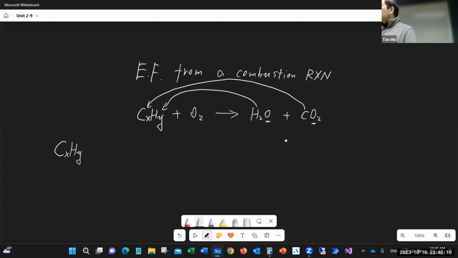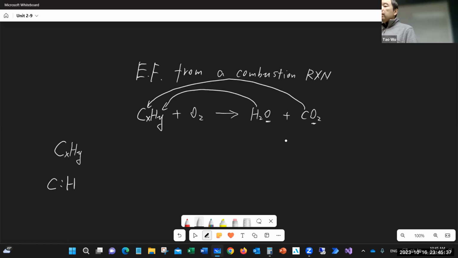Again, to find the empirical formula for the hydrocarbon, you just need to find the moles of carbon and the moles of hydrogen. Then you get the moles of carbon versus moles of hydrogen, and you make this a whole number ratio, and then you can figure out the ratio between carbon and hydrogen. That makes sense, right? This is generally what we do for all empirical formulas.